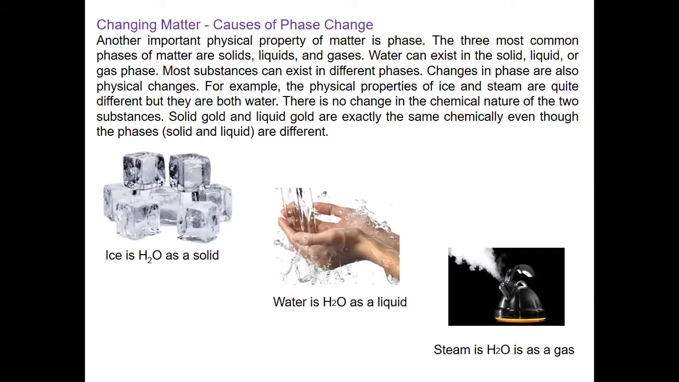So, for example, physical properties of ice and steam are very different, but they're still both water. There's no change in the chemical nature of the two substances. Solid gold and liquid gold are exactly the same chemically, even though the phases, solid and liquid, are different.